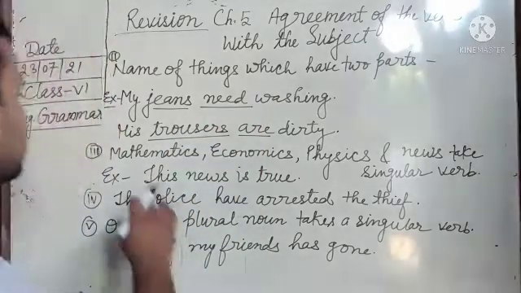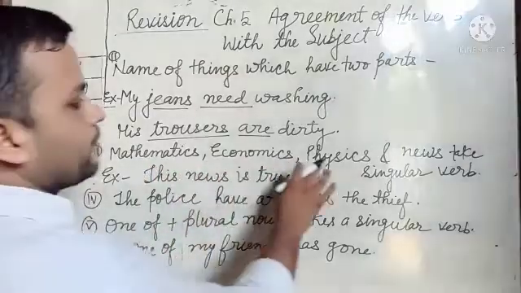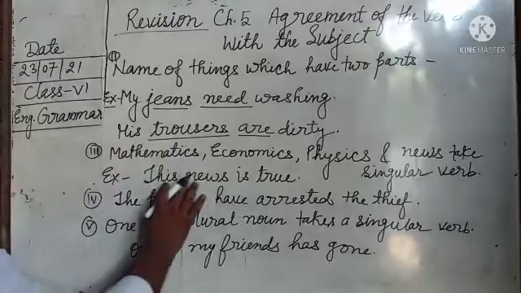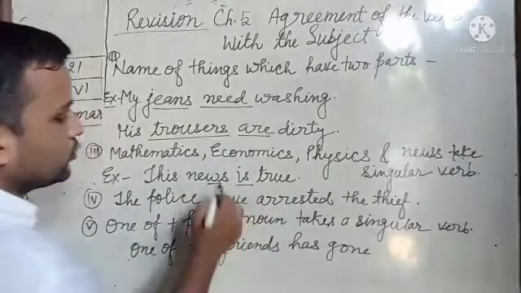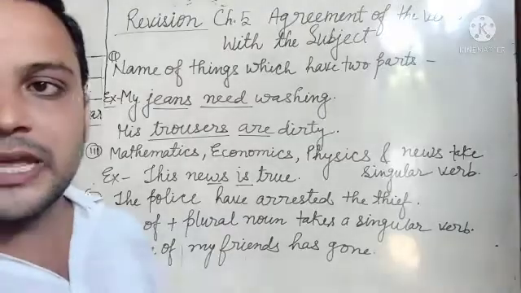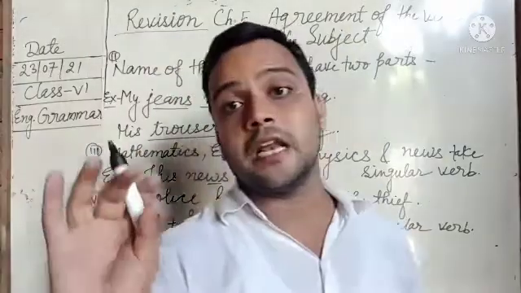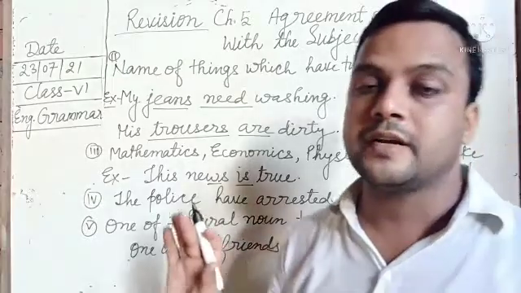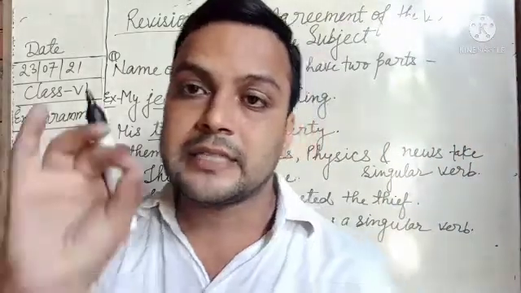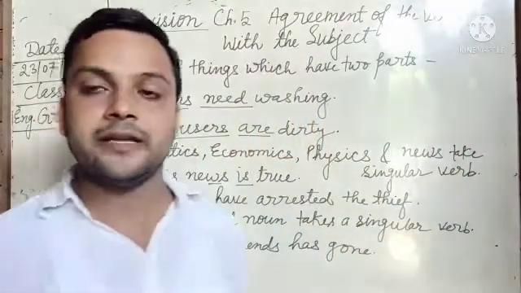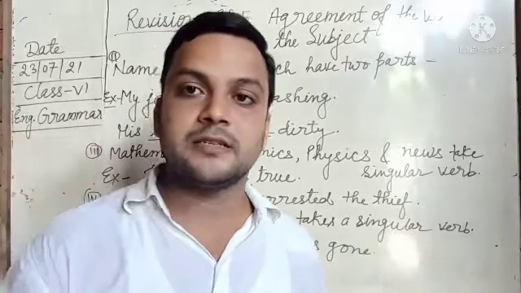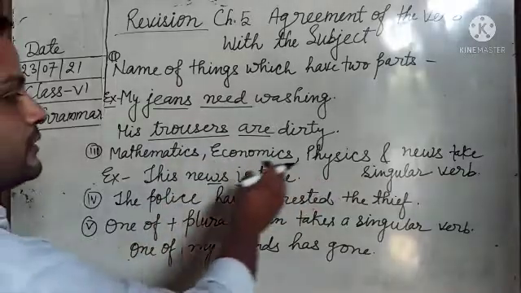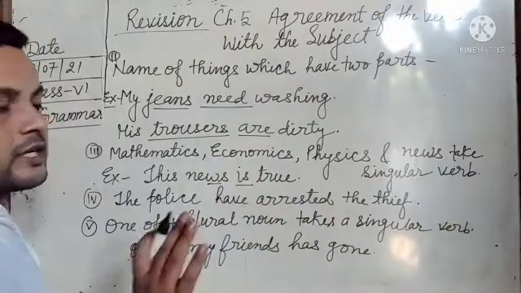Okay, students? Mathematics, economics, physics and news take singular verbs. For example, this news is true. Though it looks like plural, it is always followed by a singular verb. Mathematics is my favorite subject, not mathematics are. It is incorrect. Mathematics is, economics is, physics is, the news is. So they always take a singular verb.